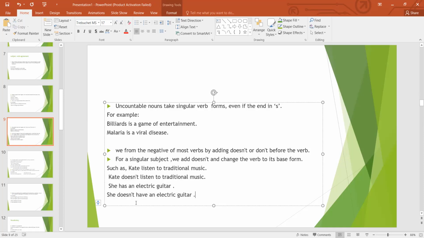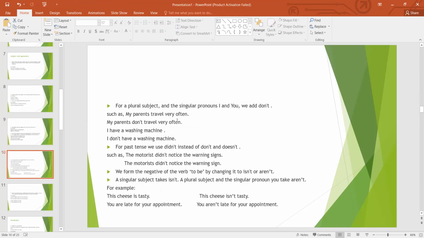But why do we put have in this sentence? Because we previously mentioned that we change the verb to its base form, right? So we say she has an electric guitar, but the second time, when we mention it in the negative form, we say she doesn't have an electric guitar. Moving to the next slide.